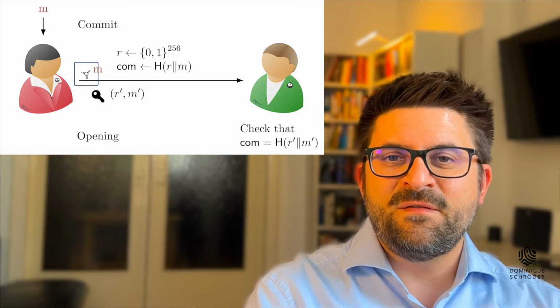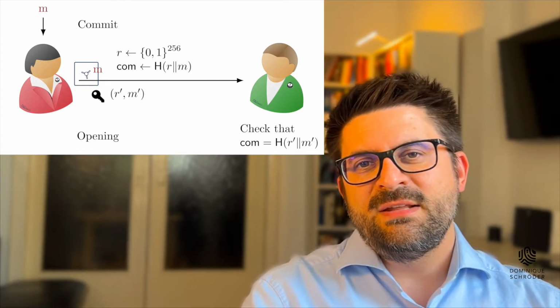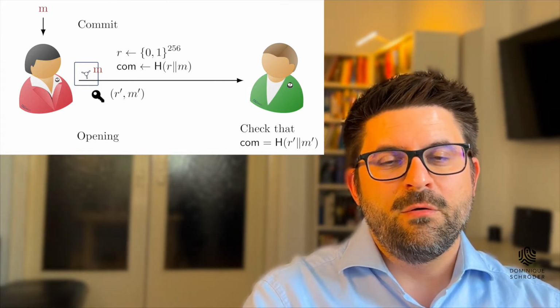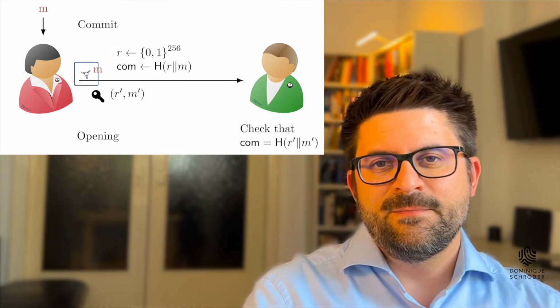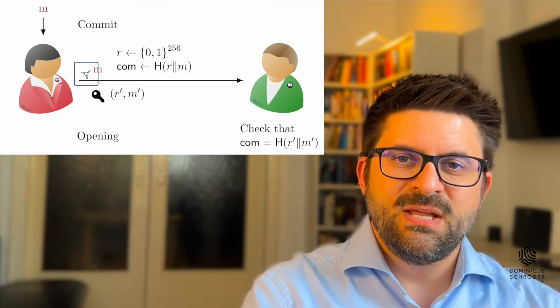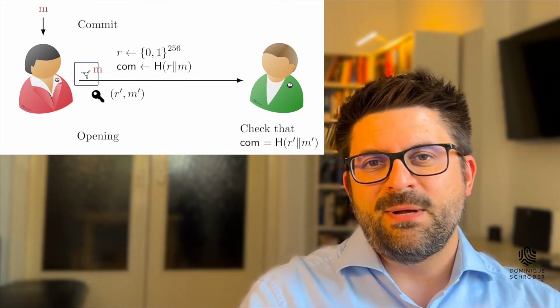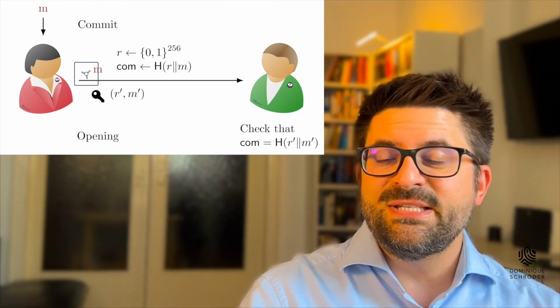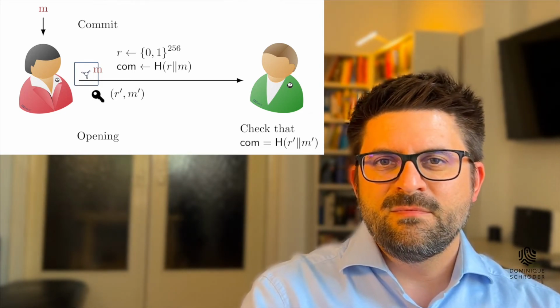And then in the second phase, we have the opening phase. In the opening phase, Alice will reveal both the message and the randomness, and will give it to Bob. Now Bob can recompute the hash value and check if the message indeed was committed or not.